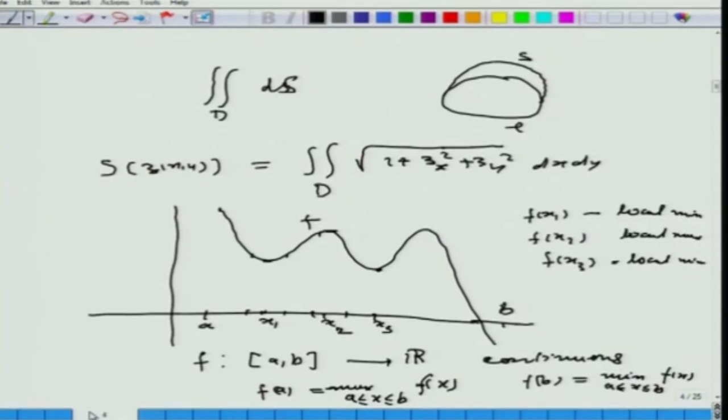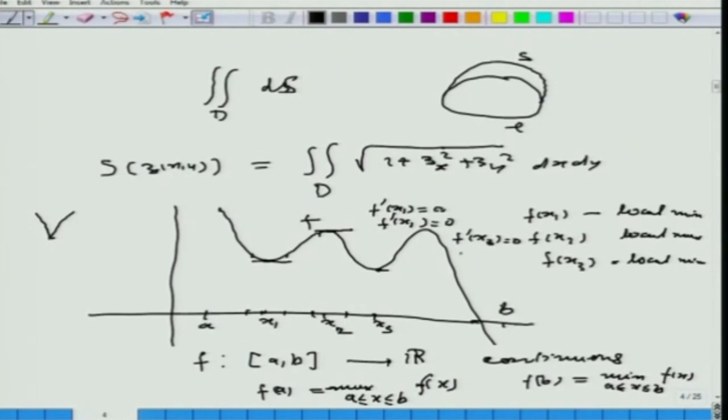At these points we can see that if the function is smooth, if it does not have corners, and it is a smooth function where the derivative exists, then the tangent becomes horizontal here, and similarly the tangent becomes horizontal here. That means the derivative is 0: f prime at x1 is 0, f prime at x2 is 0, and f prime at x3 is also 0. So if the function has a continuous derivative at all points in the interval a to b, then at these local minima or local maxima, the derivative of the function becomes 0.